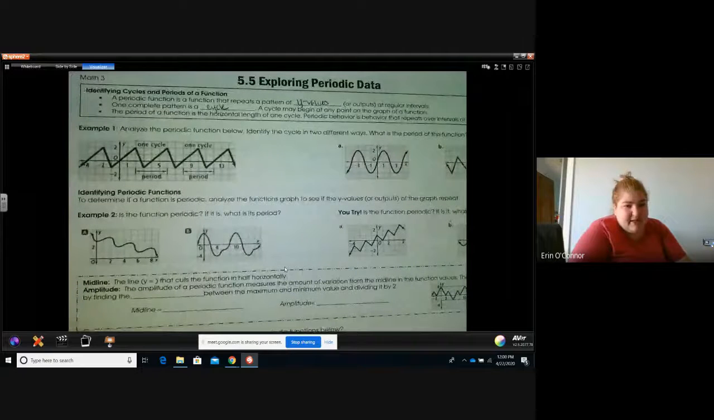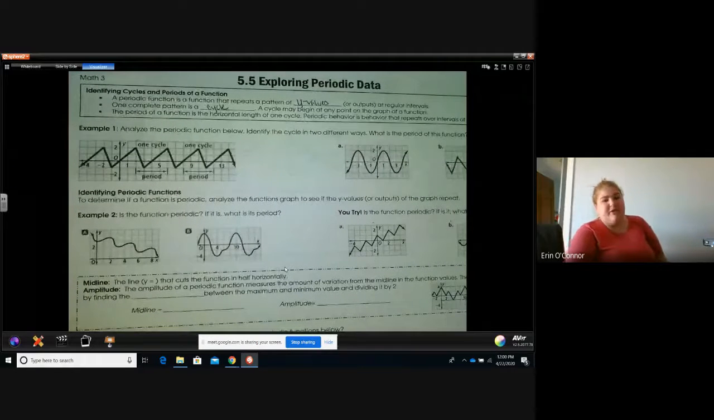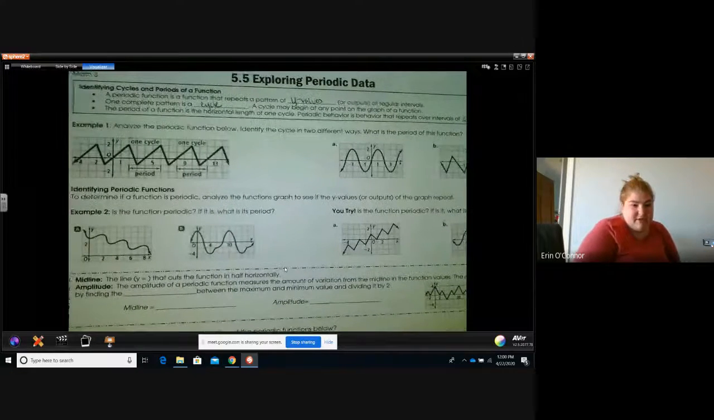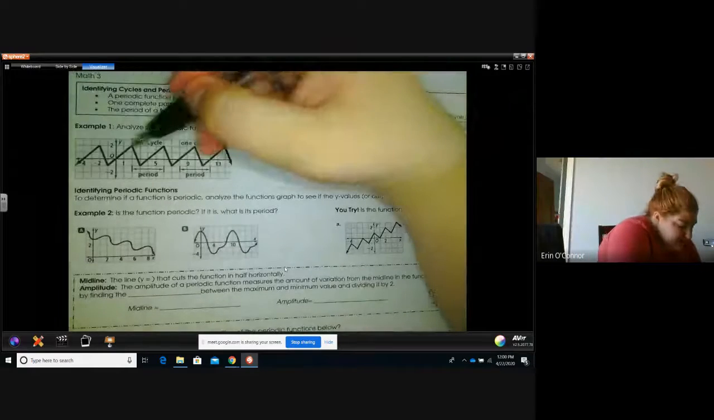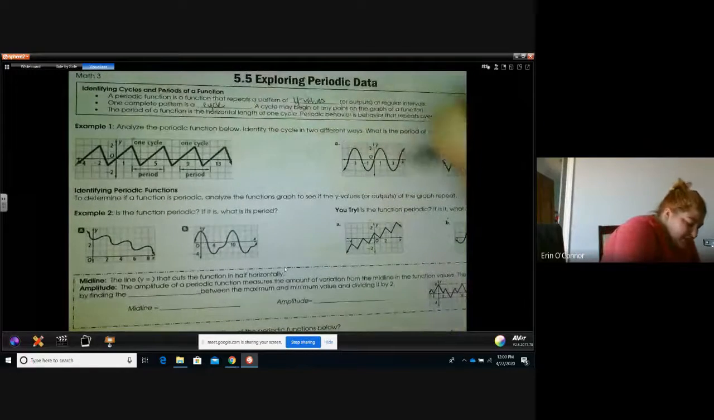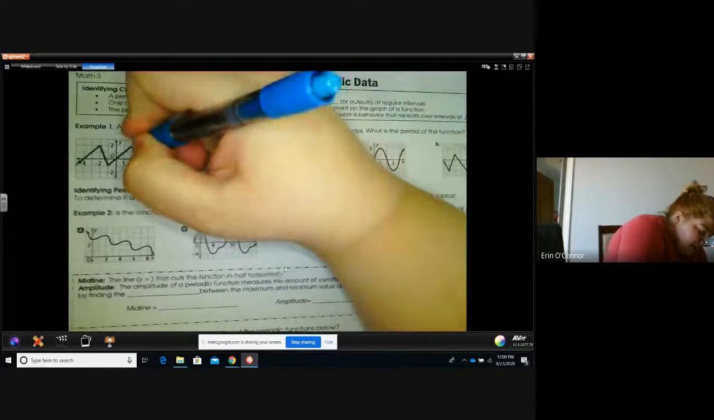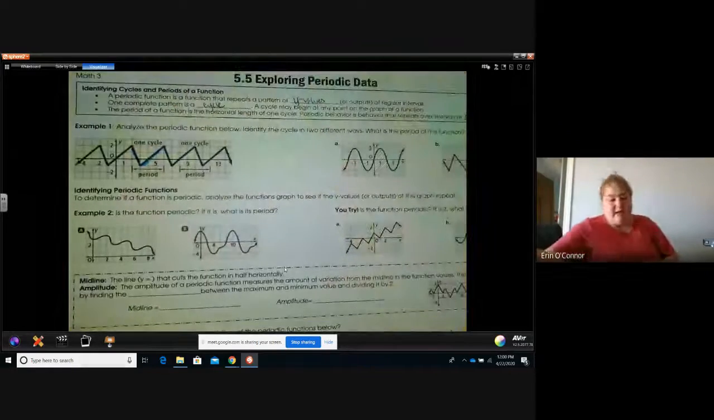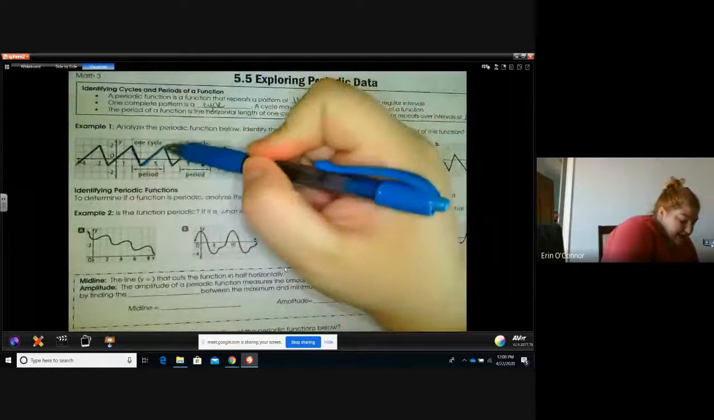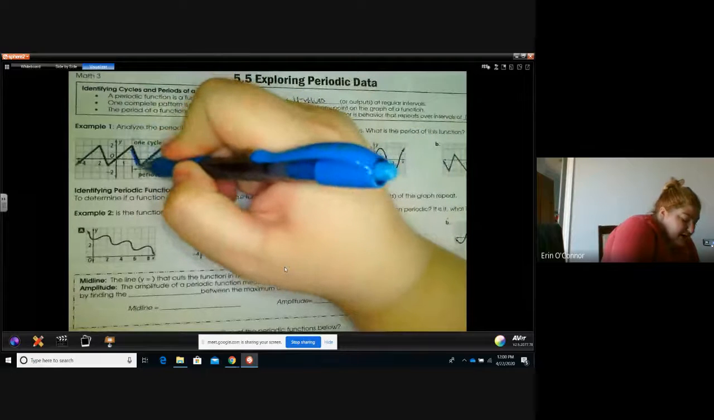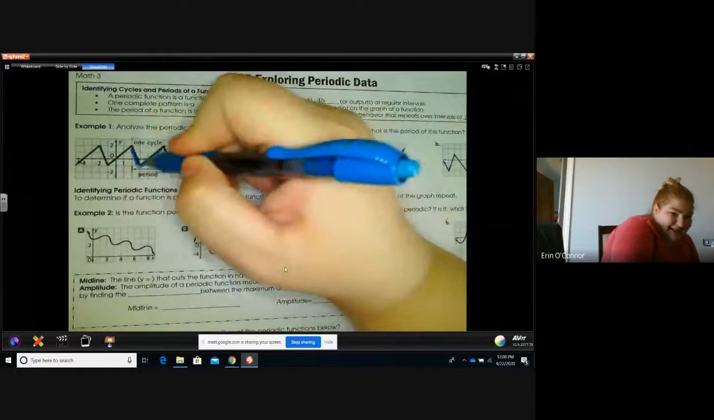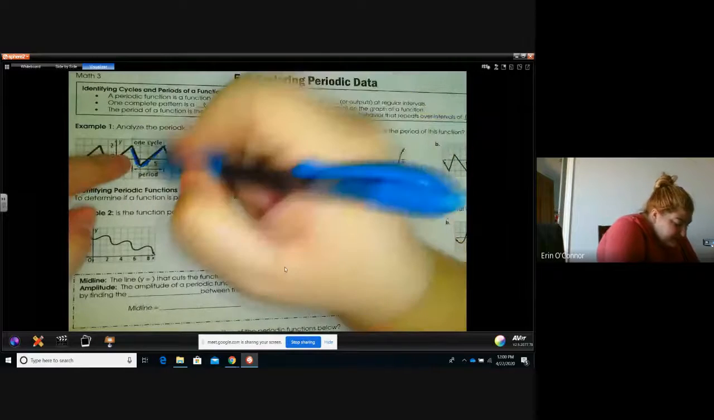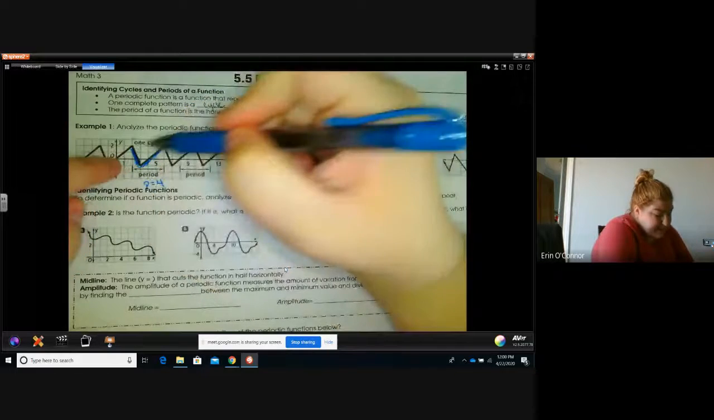So example 1, let's analyze this periodic function below and identify the cycle in two different ways. What is the period of this function? So here is the cycle right here, and it's always from one point to the other. So we're going to say from right here to right here, which is the maximum to the maximum. We're going to max to max. That's one cycle. Now the period is that length from there to there. And from here, this is 2 to 6, so the period would equal 4.